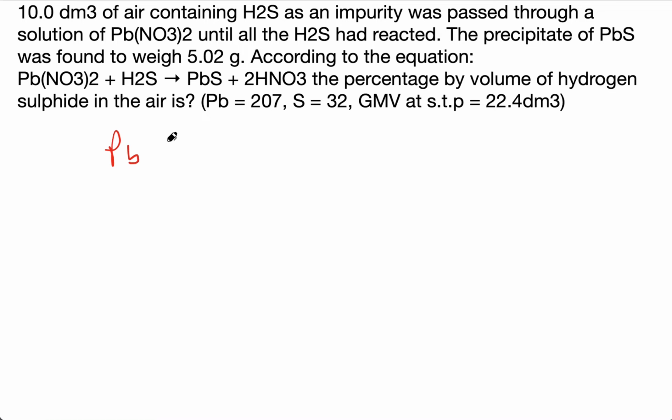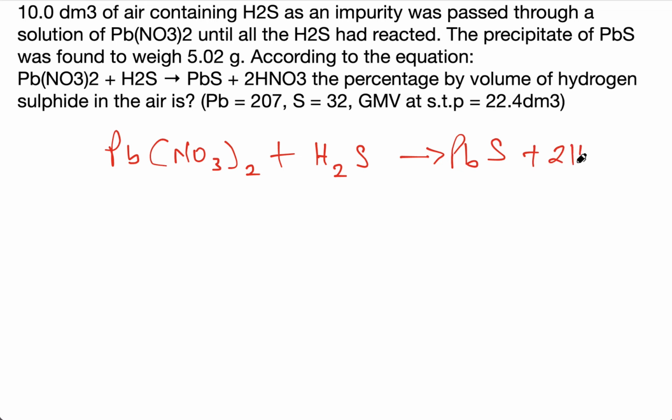I'm just going to rewrite that here. We have Pb(NO3)2 plus H2S. It gives PbS plus 2HNO3. The first thing we want to do here, since the equation is balanced already, we want to compare the ratio of these things as they react. So this is 1 here. So this is also 1. This is 1 as well, and ratio 2. So we can compare this in this ratio given.